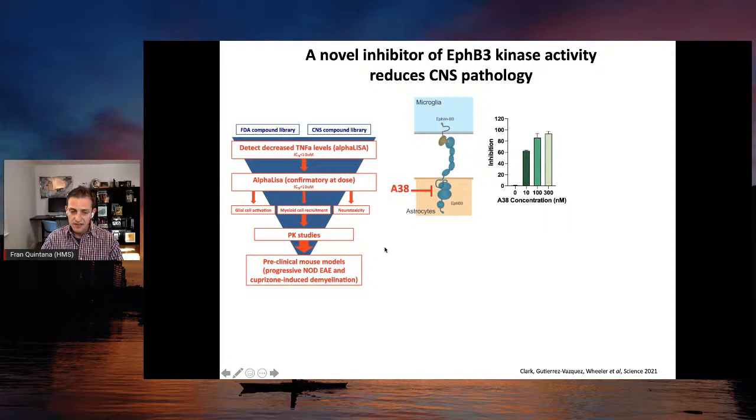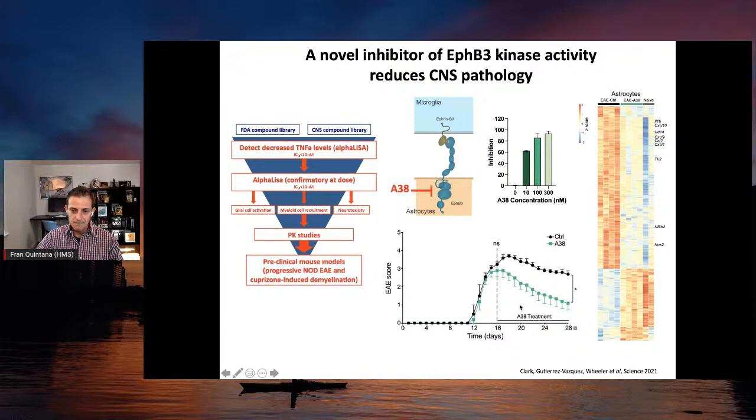If we administered A38 to mice, we get a significant suppression of EAE, either if we use this B6 model or if we use the NOD EAE model with which Basso worked a lot. And if we analyze the transcriptional program of astrocytes, we get a significant suppression of the pro-inflammatory responses of astrocytes when we treat mice with A38. We can also inhibit pro-inflammatory responses of human astrocytes in vitro, or even iPS-derived human astrocytes in vitro. But I don't have the time today to show this study.